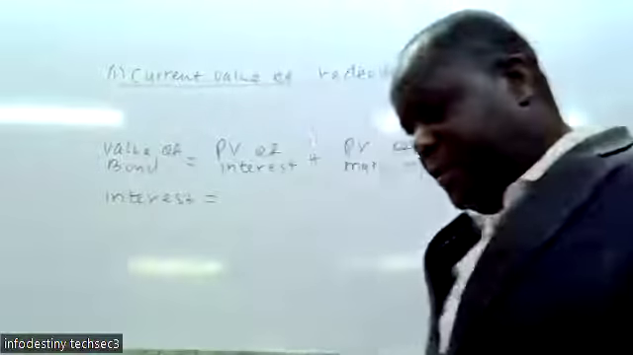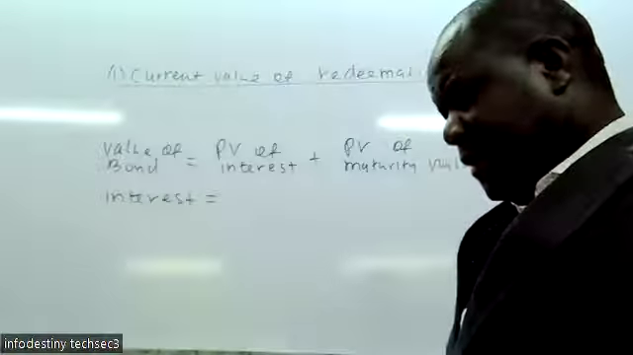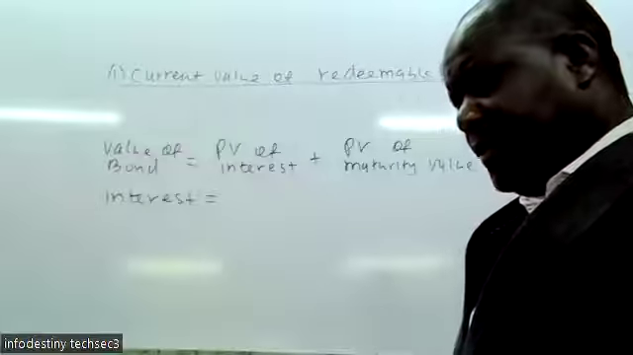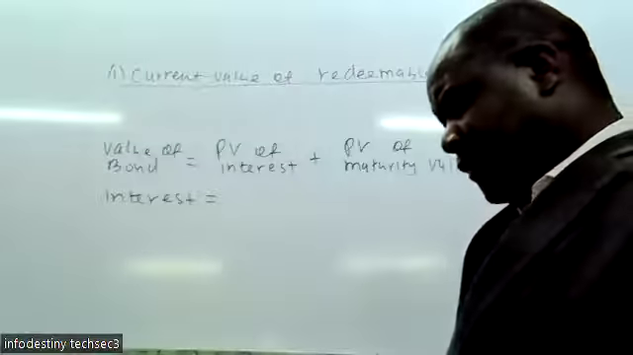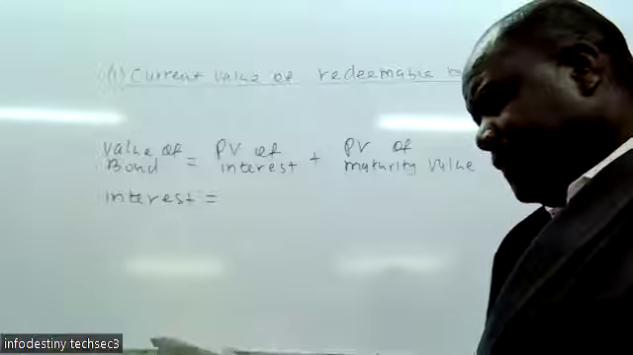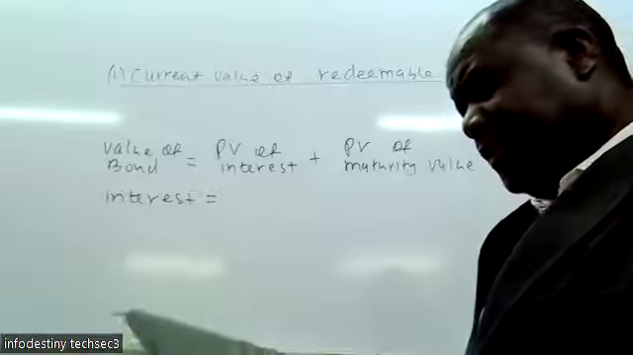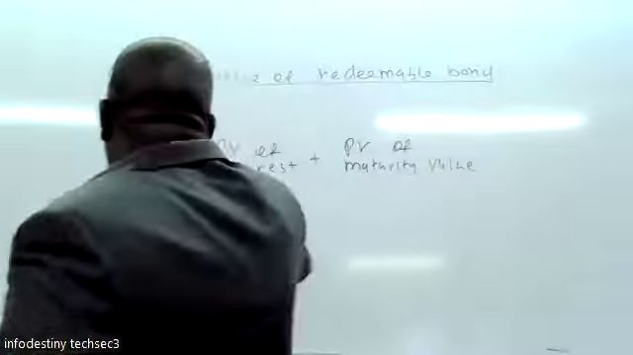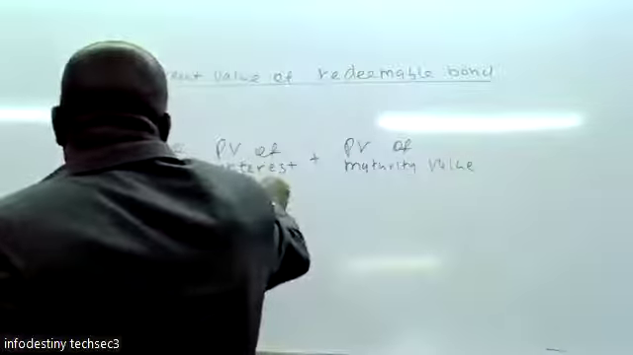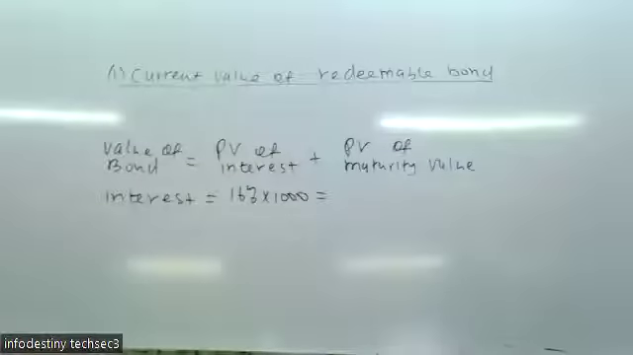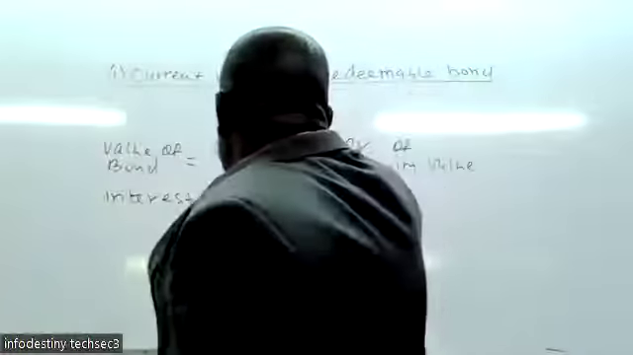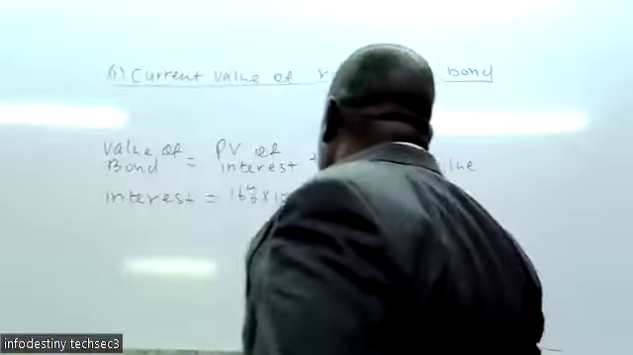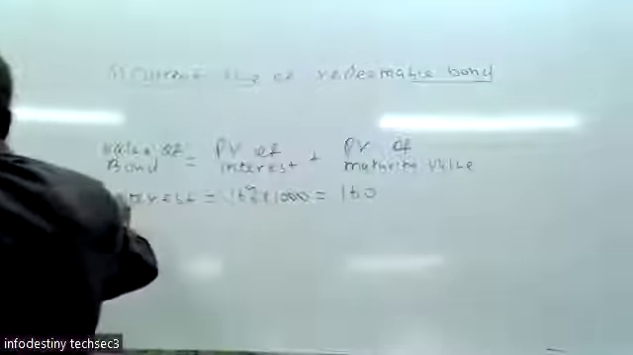The interest rate was given. They gave you the interest rate of what percent? 16%. So it is 16% of the par value or face value, which is 1,000. That gives us 160.